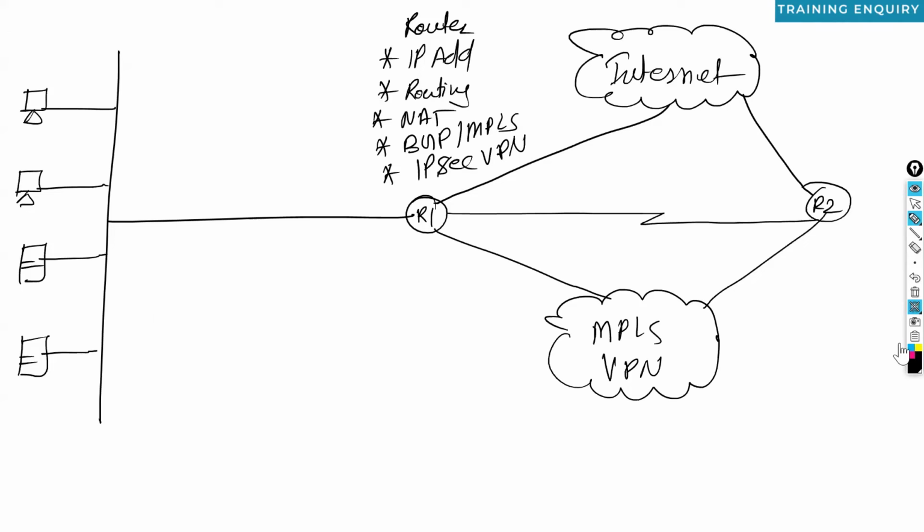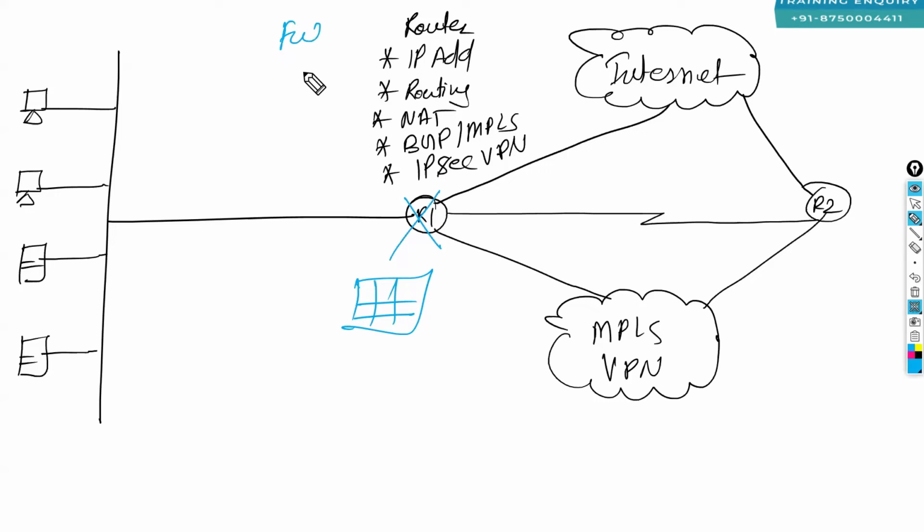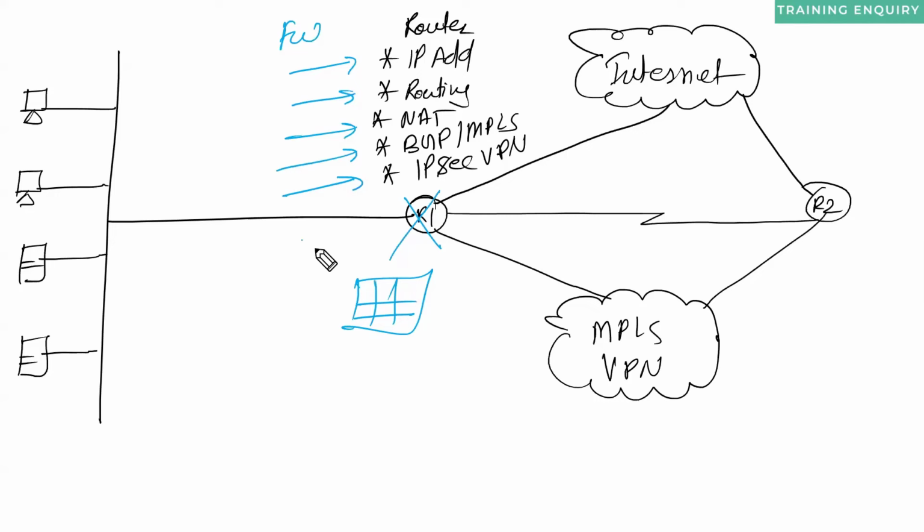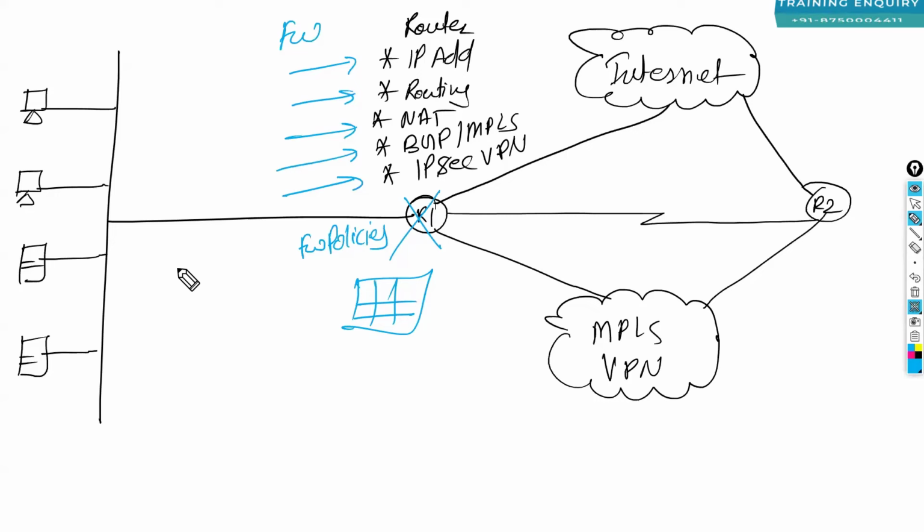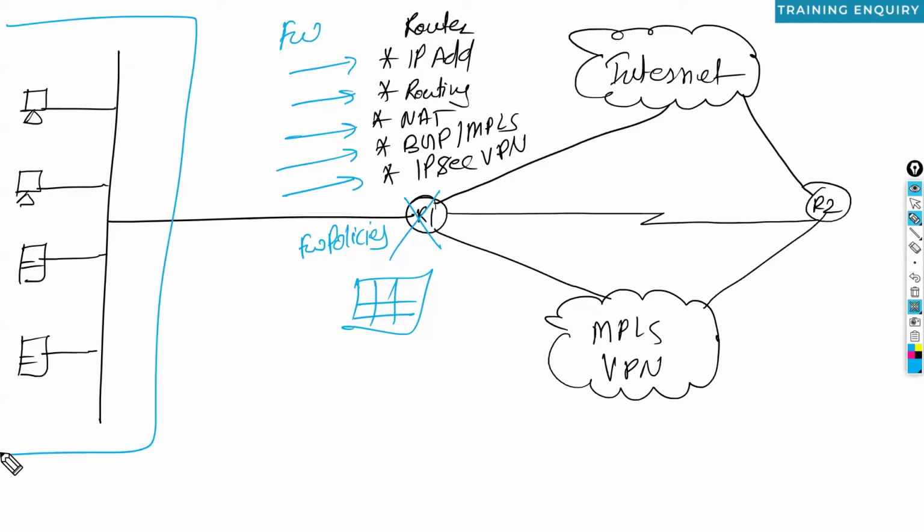To protect our LAN, we will replace the router with a firewall. At the firewall, we need to configure IP addressing, routing, and NAT. BGP you can configure, but MPLS is not supported. Then you will configure IPsec VPN. After these configurations, you will configure firewall policies on the firewall. Then you can say that we are protected.